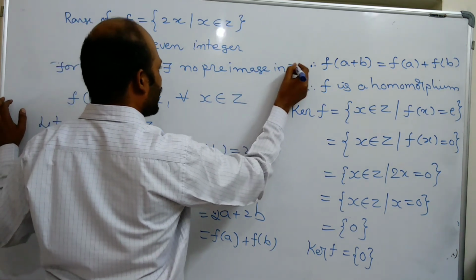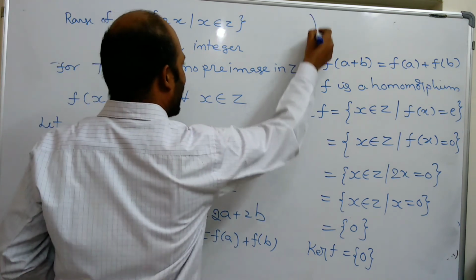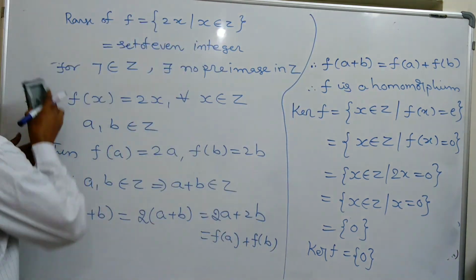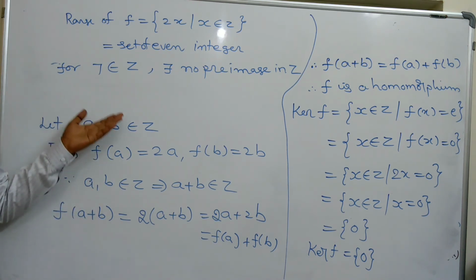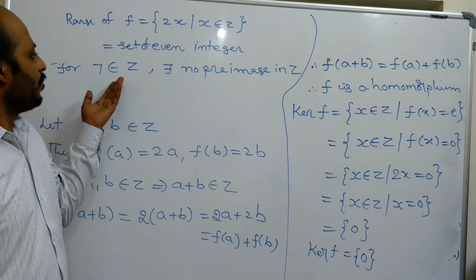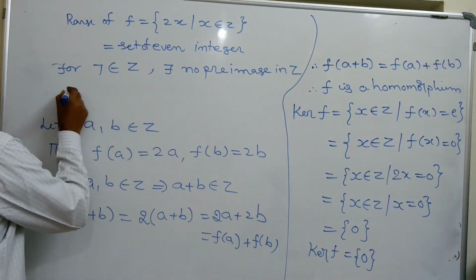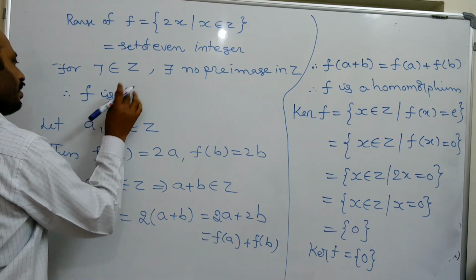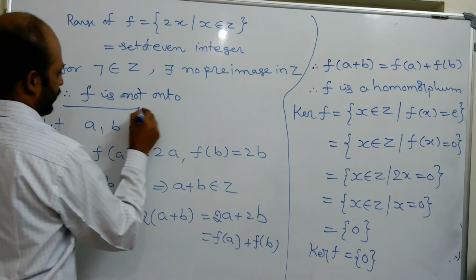What is the definition of an onto function? Every element of the codomain has at least one pre-image in the domain. But here, for an odd integer, there is no pre-image. Not only for 7, for every odd integer, there is no pre-image in the domain Z. Therefore, f is not onto. Yes, that's all.